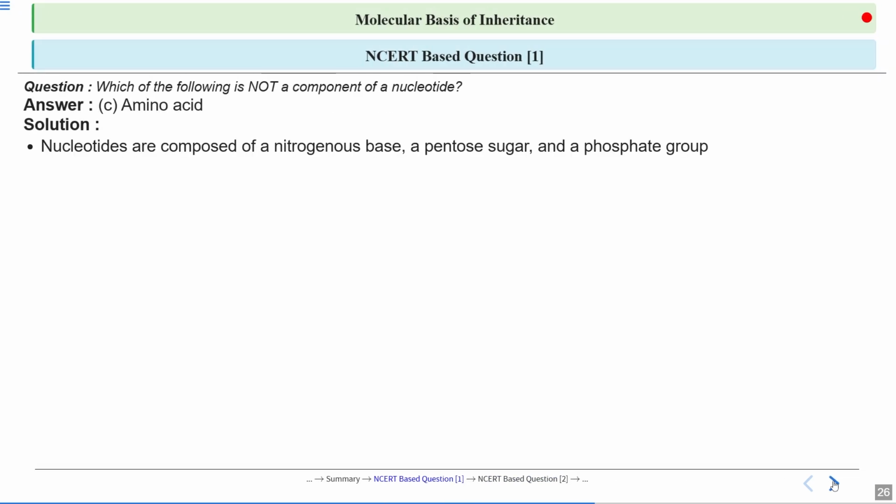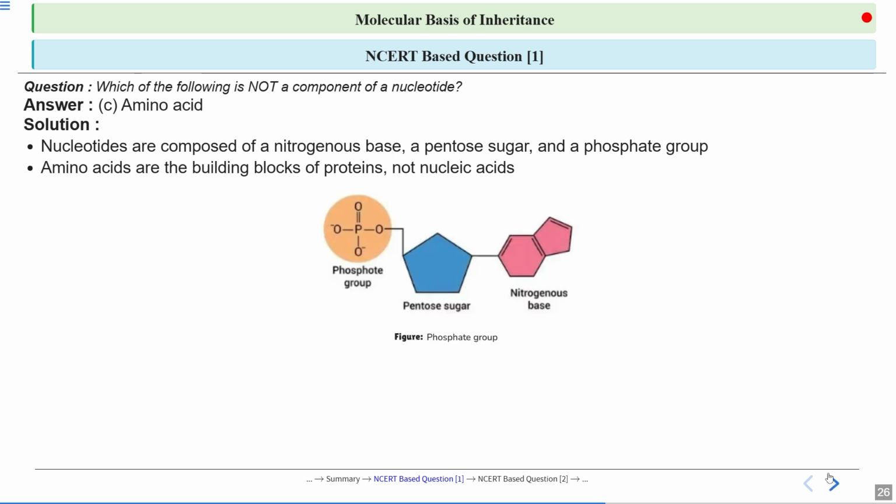Nucleotides are composed of a nitrogenous base, a pentose sugar, and a phosphate group. Amino acids are the building blocks of proteins, not nucleic acids. So this is the whole figure of a nucleotide. This is the phosphate group, this is the pentose sugar, and this is the nitrogenous base.